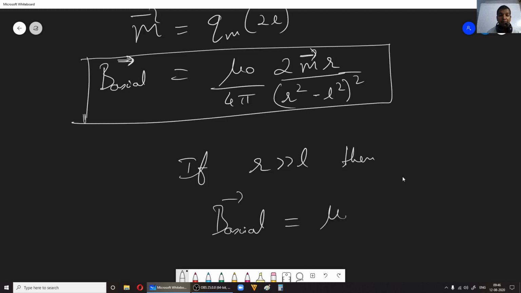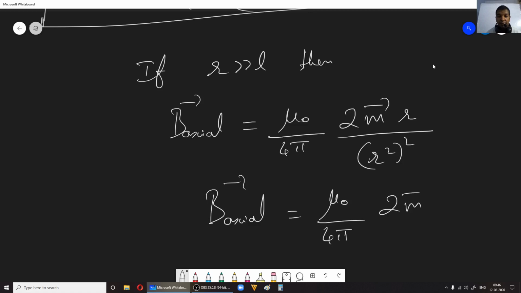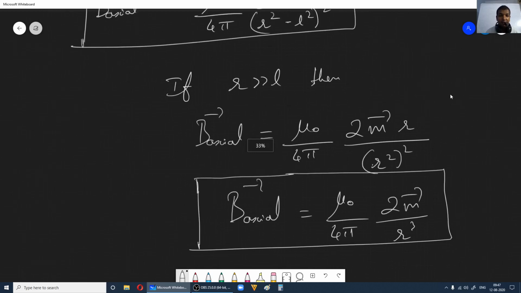So then you can say B axial will be mu naught divided by 4 pi, then you have 2m r whole thing divided by r square whole square, so that would be r power 4 in the denominator. So finally you will end up getting B axial as mu naught divided by 4 pi times 2m divided by r cube. This is the expression we got by comparing electric dipole with magnetic dipole. Now here is the thorough derivation.